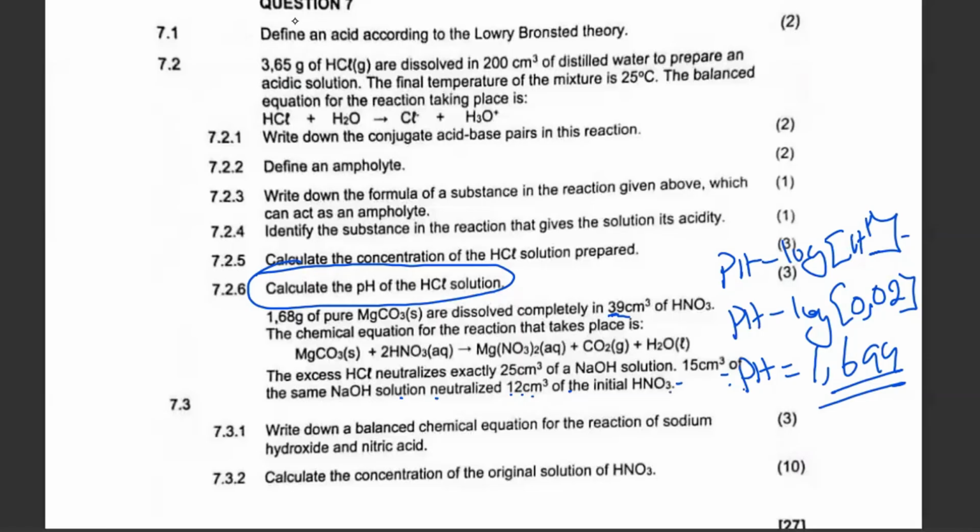Excess HCl neutralizes exactly this sodium hydroxide. 15 cubic centimeters of the same sodium hydroxide solution is neutralized by 12 of it. Okay, let me first read that question. Why putting two acids at the same time?